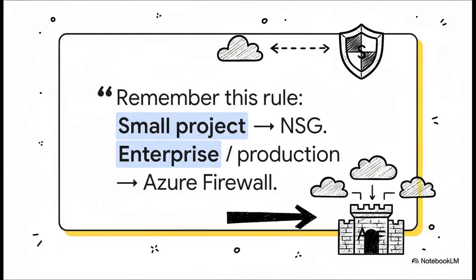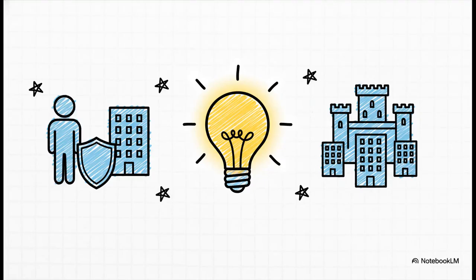Look, if you forget everything else I've said today, just remember this one thing. This is the golden rule right here. Got a small project? Think NSG. Got something big, something enterprise, something that's in production and can't fail? You need Azure Firewall. Period. And just like that, the confusion is gone. See? It really just boils down to scope and smarts. The local guard versus the central fortress. You now have the mental model to make the right call every single time.